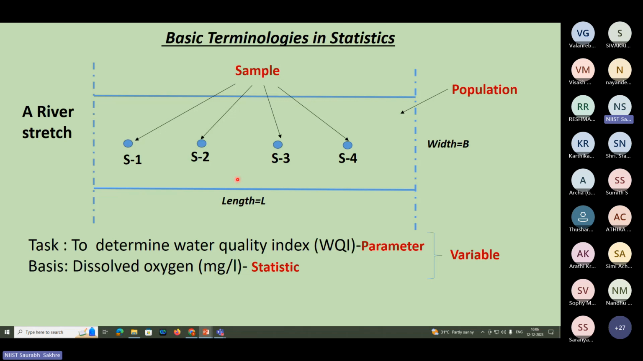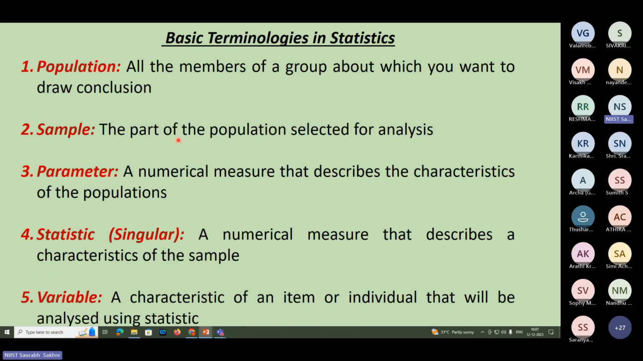I will collect some samples. So here I have collected S1, S2, S3 and S4. Okay, a part of the population. So the part of the population I call a sample. Sample is what? The part of the population selected for statistical analysis. Okay, I hope these two definitions are clear to you.